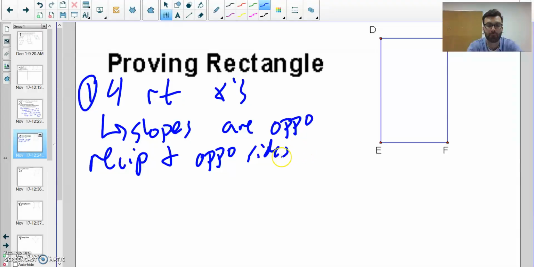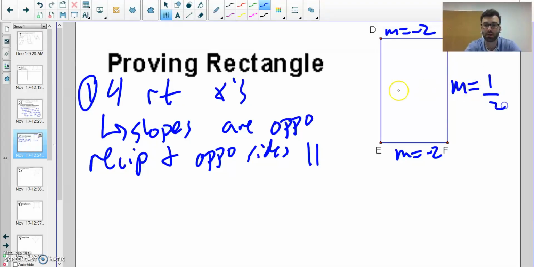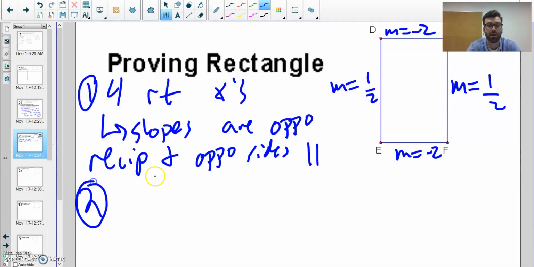So in this case, let's say this slope, m, was -2 up here, so these are both parallel. Then this slope would have to be 1/2, and this slope would have to be 1/2 as well. The opposite sides are also congruent. If you had that test and you were testing the slopes, and you knew that the slopes were opposite reciprocals and the opposite sides are congruent, then you have a rectangle.